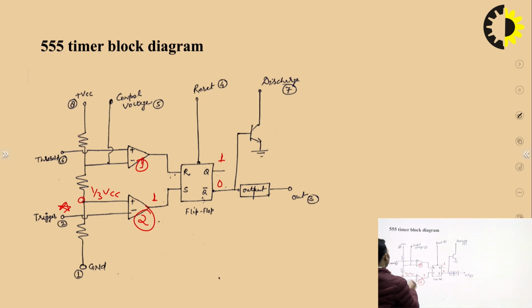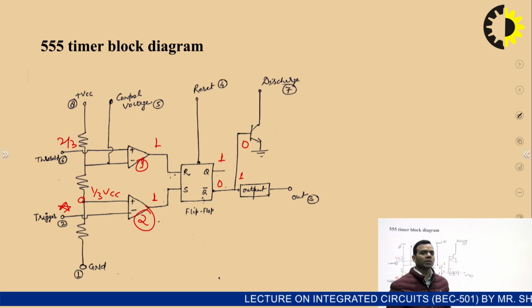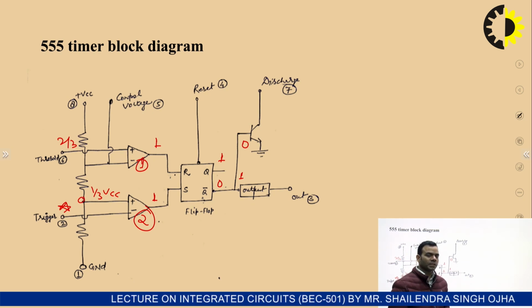Similarly, when the applied input at the threshold is greater than 2/3 VCC, what will happen? The output of comparator 1 will be 1 and it should reset. That means at that time it should be 0 and it should be 1. And how all of this will work, and what the applications of this 555 timer are, that we are going to discuss.